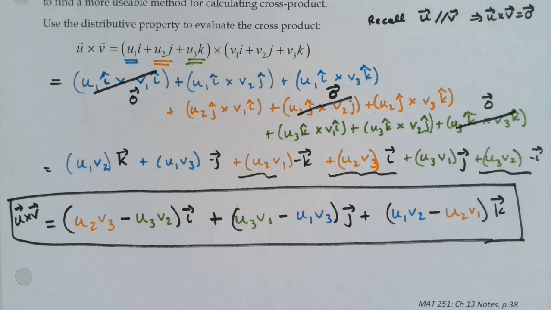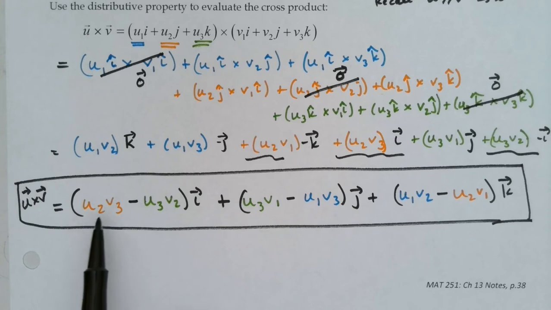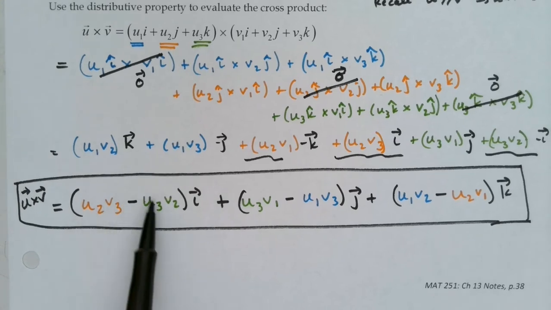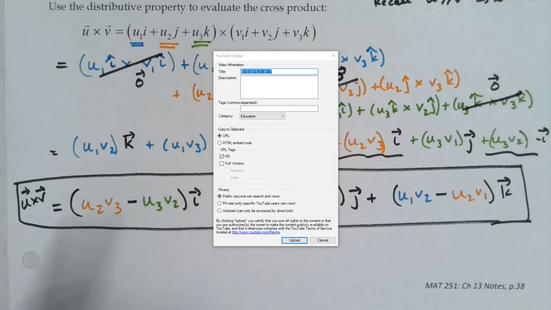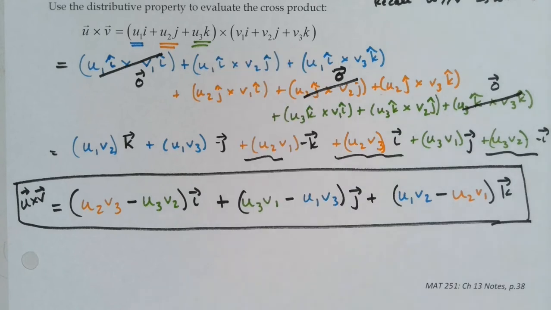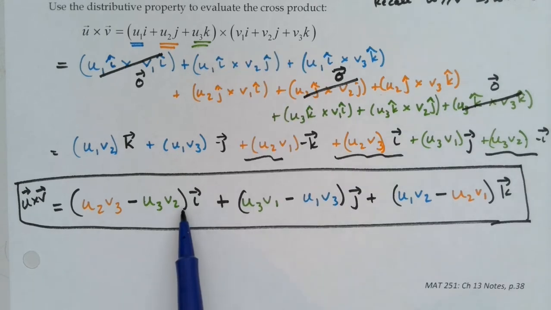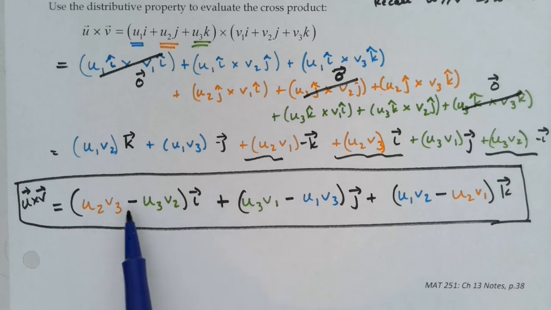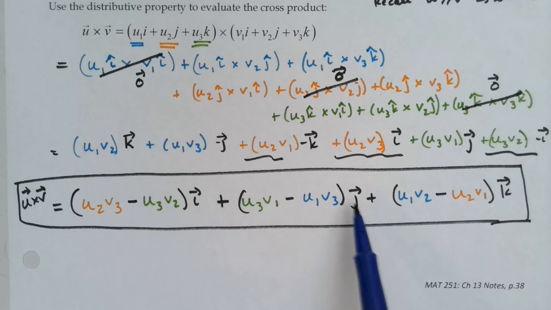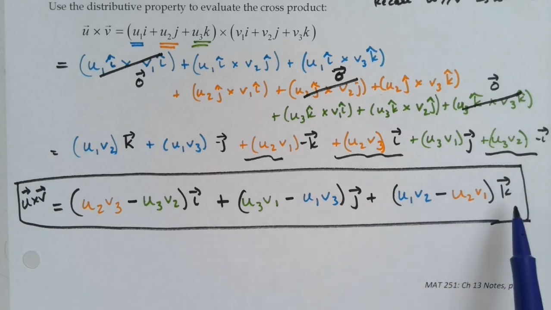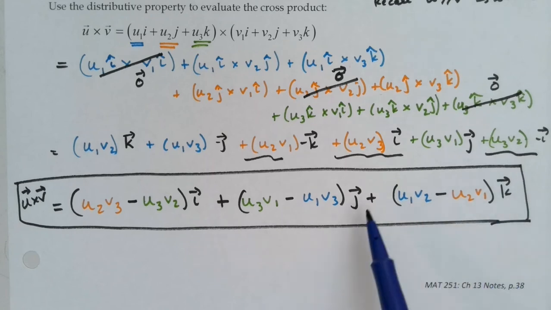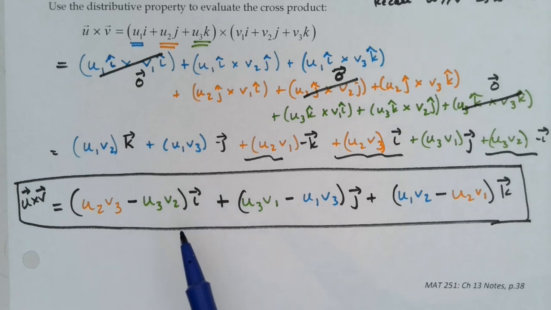Now, if you're thinking, oh my goodness, I will never remember all of those little combinations, you'd be surprised. I don't know if you noticed, but these are the same things. It's u2v3 minus u3v2. So they're using the numbers that are not i. i is the first unit vector, so it uses numbers 2 and 3 minus 3 and 2. And then j, which is the second one, uses 3 and 1 minus 1 and 3. So that one's the backwards one. And then the third one, k, uses 1 and 2 minus 2 and 1. So there's a pattern to them that you could memorize.